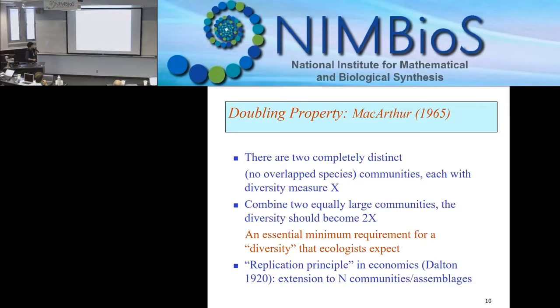However, an essential minimum requirement for diversity that ecologists expect is the doubling property from MacArthur. That means, suppose there are two completely distinct, no-overlap species communities, each with diversity X. If we combine these two equally large communities, the diversity should be doubled. This doubling property is called the replication principle in economics.